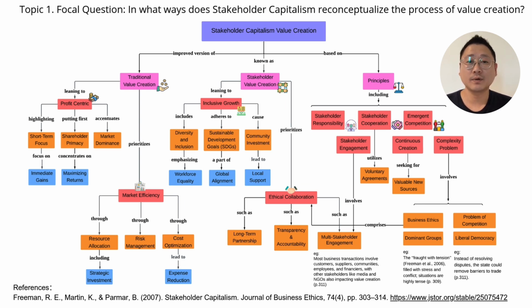Finally, liberal democracy and business. In stakeholder capitalism, balancing business interests within liberal democracy can be challenging. Freeman suggests that relying too much on government intervention can lead to overregulation. Instead, businesses need to engage responsibly with their stakeholders to create value without depending heavily on state regulation.